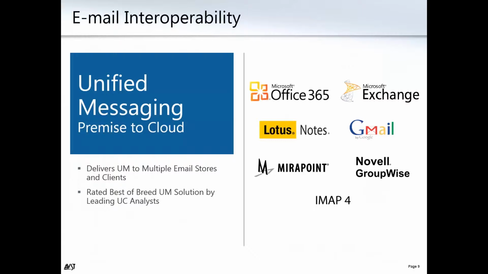But more importantly, we can have multiple connections. So if you have Exchange and are considering migrating to Office 365 or Gmail, the ability to support both at the same time is critical. So make sure, if that's something that might be in your future, that that's one of the questions you ask the vendors.